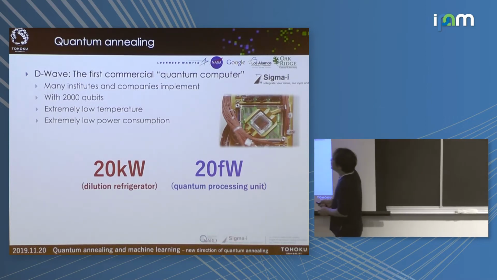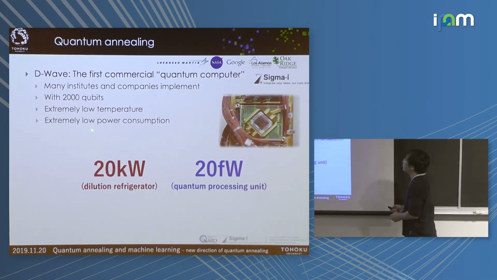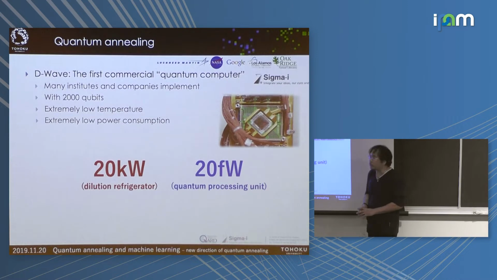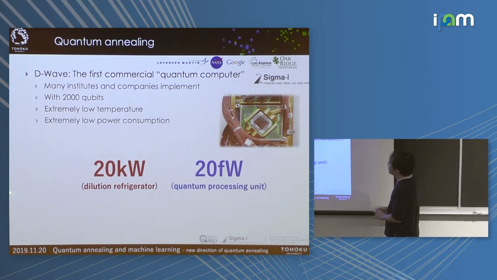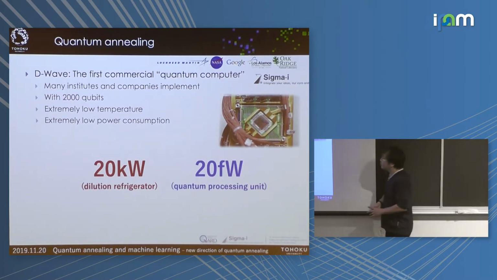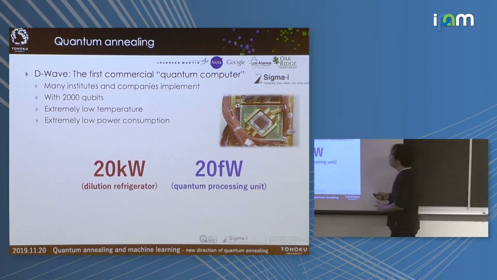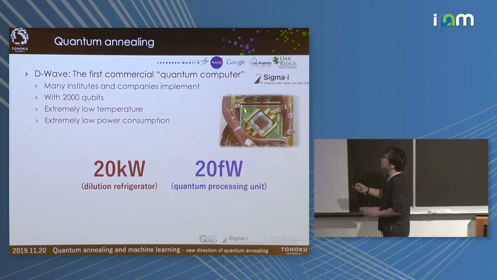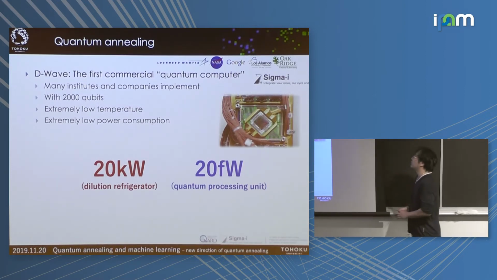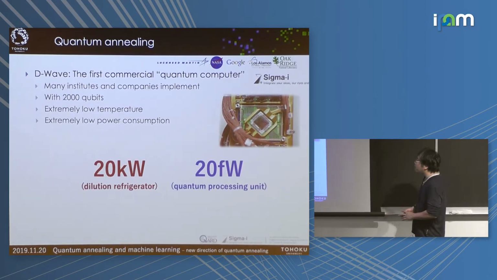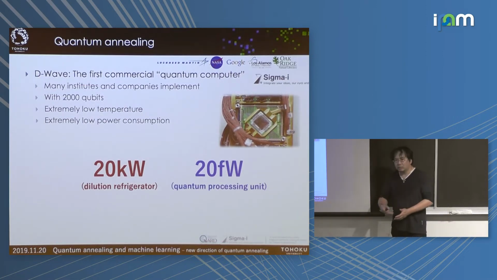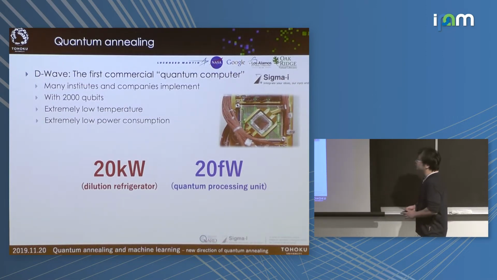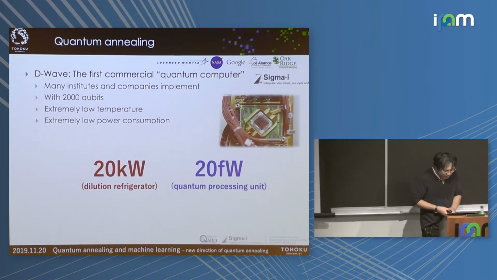So this machine has extremely low power consumption for computation. Of course, for the dilution refrigerator, they use 20 kilowatts for refrigeration. But for computation, 20 femtowatts. Because we use quantum superconducting qubits, you can use some eternal current on the superconducting qubits without loss of electric power.